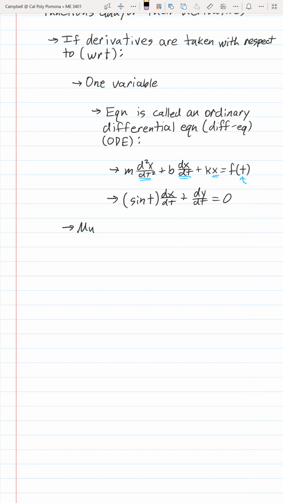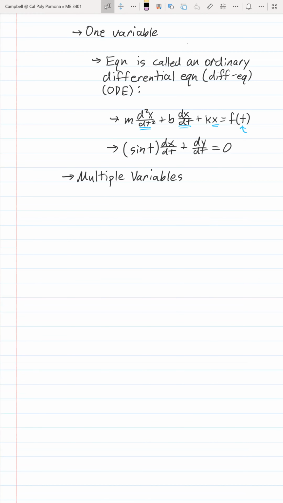We can also take the derivatives with respect to multiple variables, in which case this particular expression would be called a partial differential equation, because we're using partial derivatives. And so these are abbreviated as PDEs.